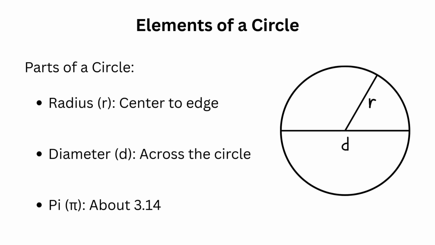The radius is the distance from the center to the edge. The diameter goes all the way across the circle through the center, and pi, written as the Greek symbol π, is a special number that's about 3.14. These circle parts work together, especially the radius and diameter.